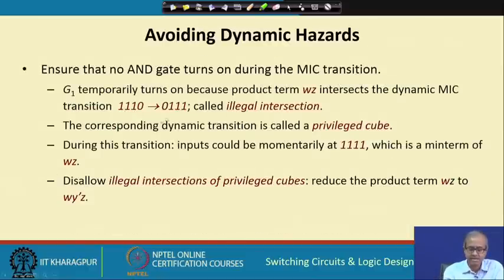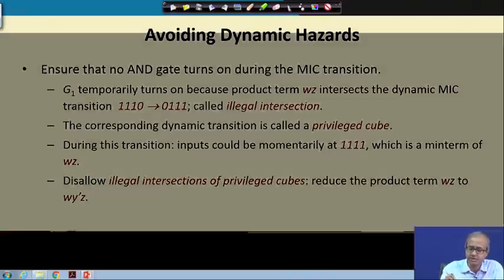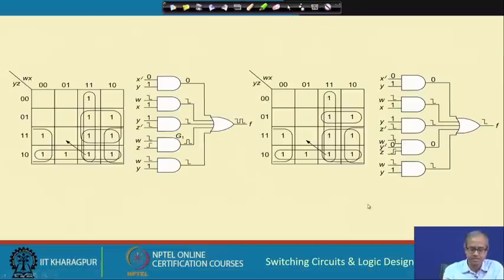Like as I had said, this 1110 to 0111, that makes two different transitions. This is sometimes called illegal intersection, and illegal intersection you avoid by looking at the sub transitions and just adding additional cubes, like I will show in an example to be easier. So, here as you can see, here you have added the cubes.